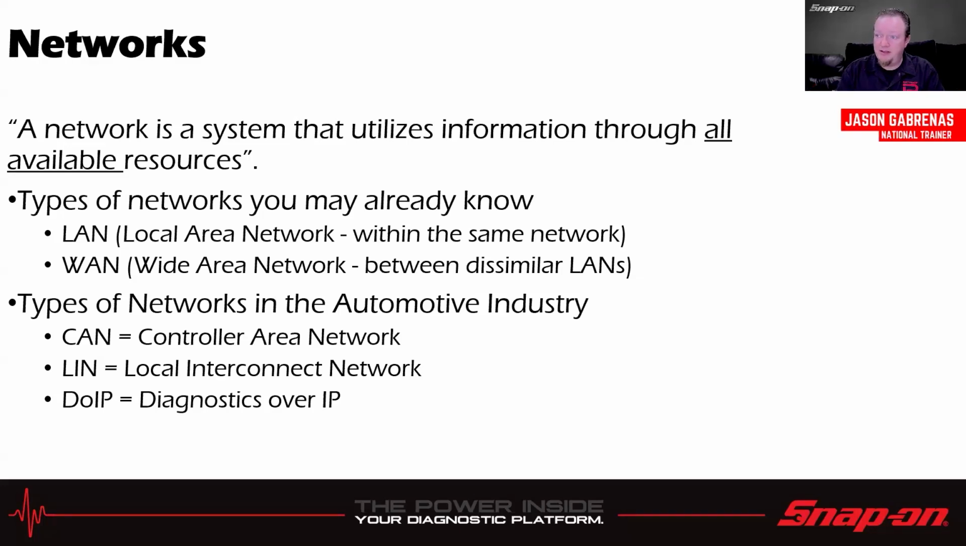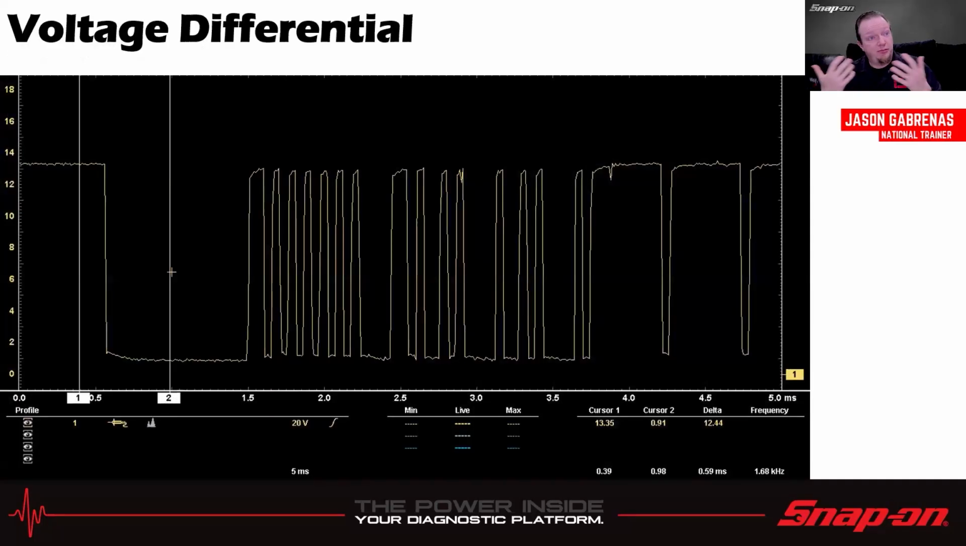Then the types of networks that we'll be dealing with in the automotive industry, at least a couple of the newer ones: CAN, which is controller area network, not car area network like some folks might think. Controller area network is not only used on vehicles, it's also used in factories for automation and other things. It's just for different controllers networked together. LIN stands for local interconnect network. You might hear LIN bus thrown around out there. We'll talk a little bit more about that. And then DoIP, which is the newer one, Diagnostics over IP, which works pretty much like your network would work at your shop or your house.